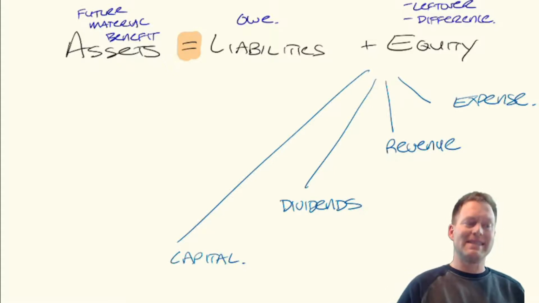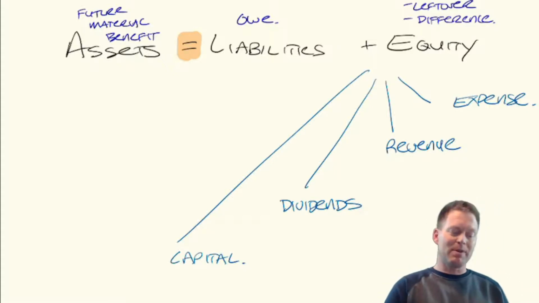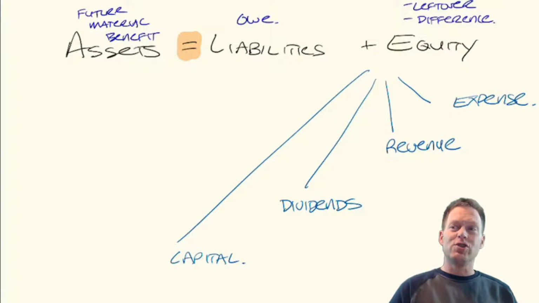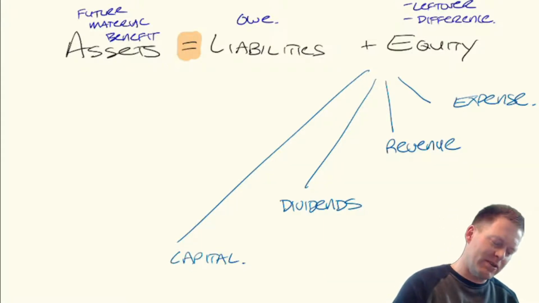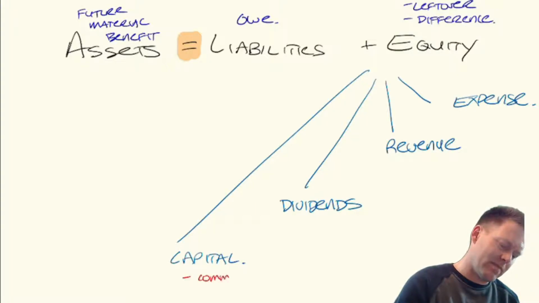Now I'm going to go a little bit deeper on this. So capital, we really have kind of 2 options. This is a little bit more advanced, but what I'm going to do here is put common stock, and I'm going to put retained earnings.